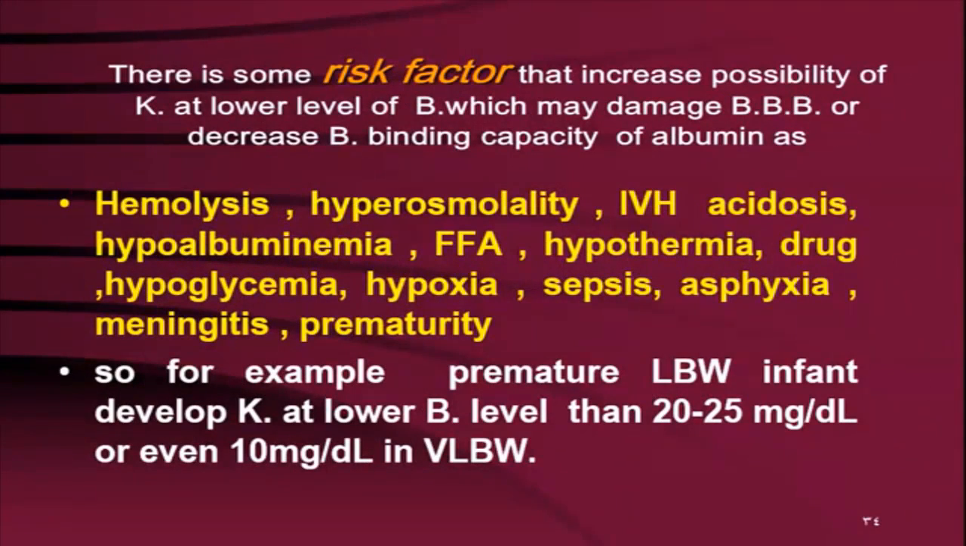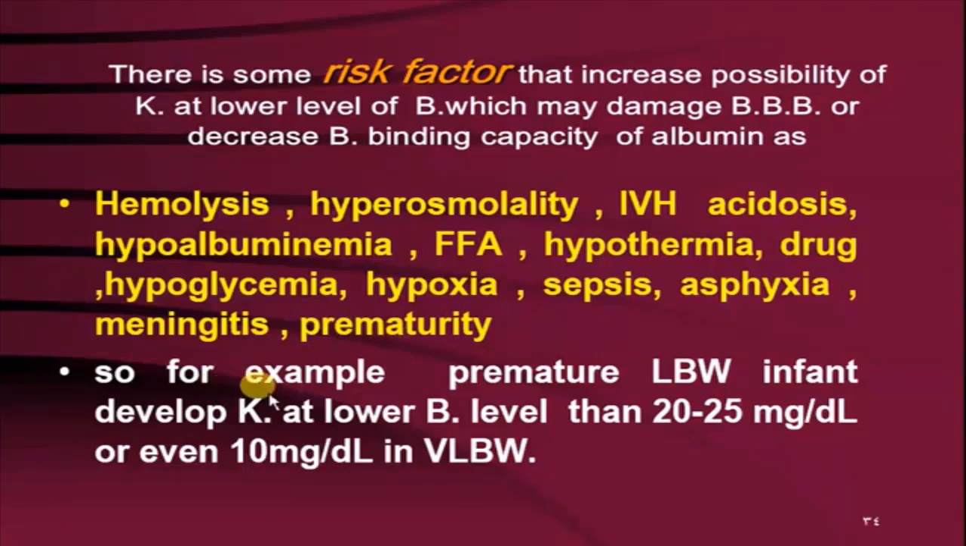There are some risk factors that increase the possibility of kernicterus at lower levels of bilirubin, which may damage the blood-brain barrier or decrease the bilirubin binding capacity of albumin, such as hemolysis, hyperosmolality, intraventricular hemorrhage, acidosis, hypoalbuminemia, increased free fatty acid, hypothermia, drugs, hypoglycemia, hypoxia, sepsis, asphyxia, meningitis, and prematurity.